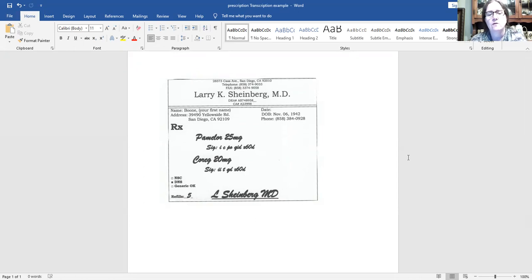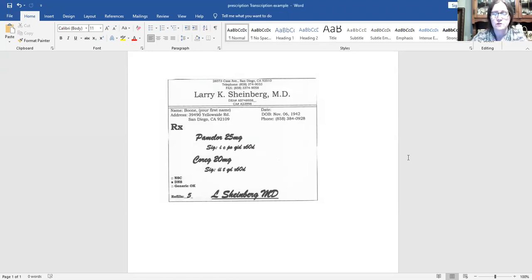It could mean that you are writing everything that's on that prescription as you know it, like the doctor's name, the patient's name, the date, patient's address, date of birth, phone number. But what we're really looking for is, can you read the prescription itself? So translating it is one thing.